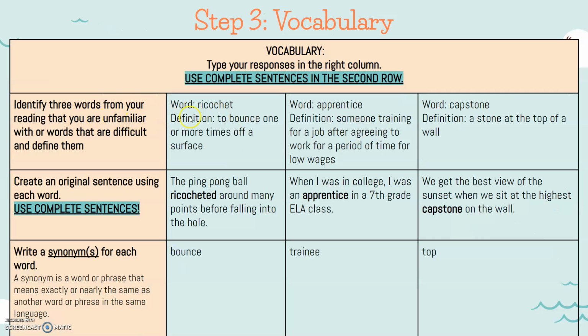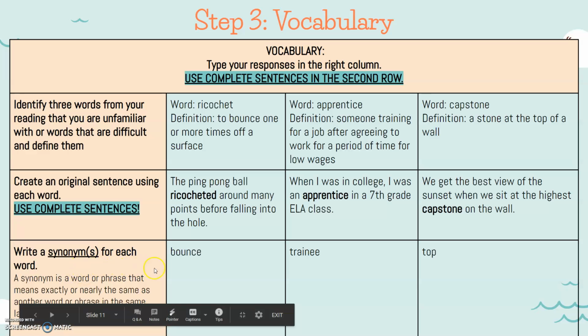You're going to identify 3 words right here and their definition. This should be in your own words. You're going to write a sentence, again, in your own words, using that word correctly. Make sure that you are using it correctly. And then you're going to give me a synonym. That is a word that means the same as the original word. So for example, I had ricochet, it means to bounce. Apprentice is a trainee. Capstone is the top.